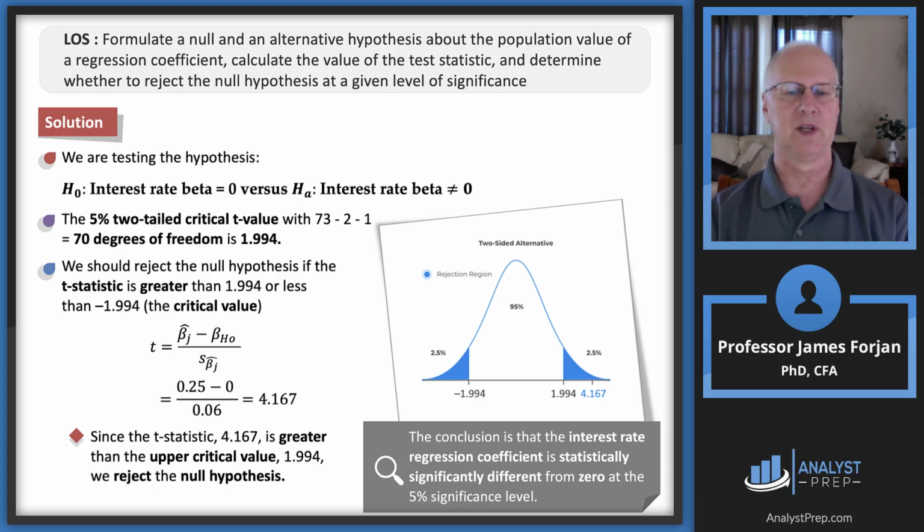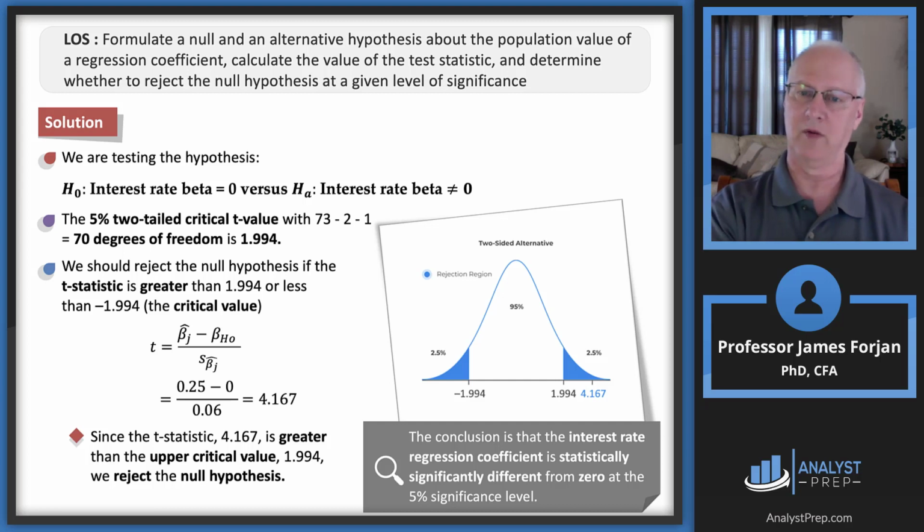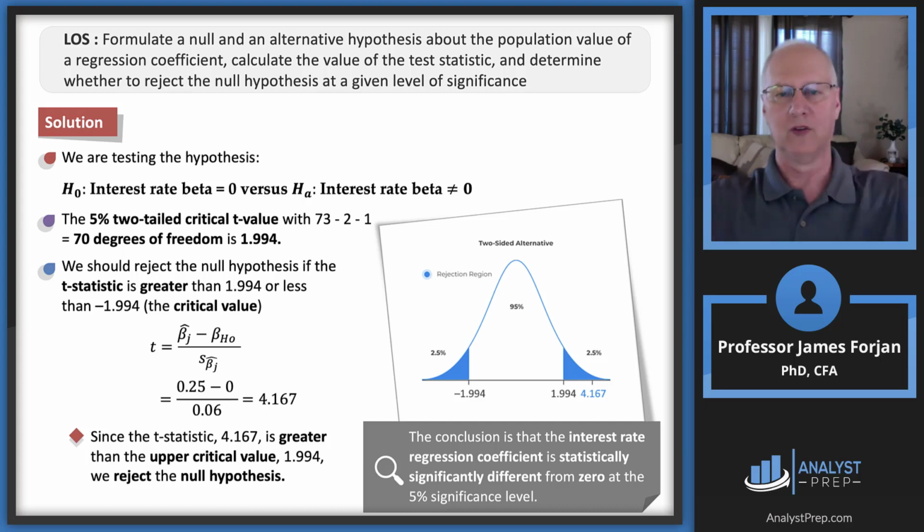So there's the test statistic. That's super simple math. So 0.25 minus 0 divided by the 0.06. So there's 4.1. So we didn't even have to look that up in the table. 4.1, especially with 73 observations, we're going to reject the null hypothesis. You can see over there in our illustration, there's the 1.994 critical value. And then, of course, you have to go all the way over to the other side of 0. There's negative 1.994 as the other critical value. So we're interested in the tails, and that 4.196 falls in the tail, one of the two tails, right?